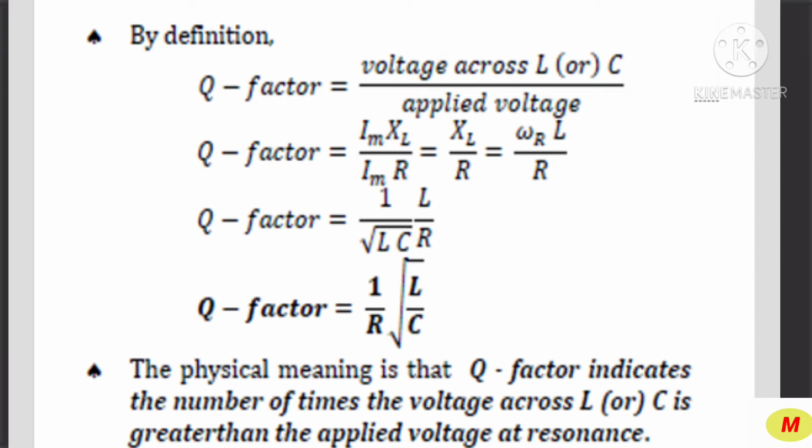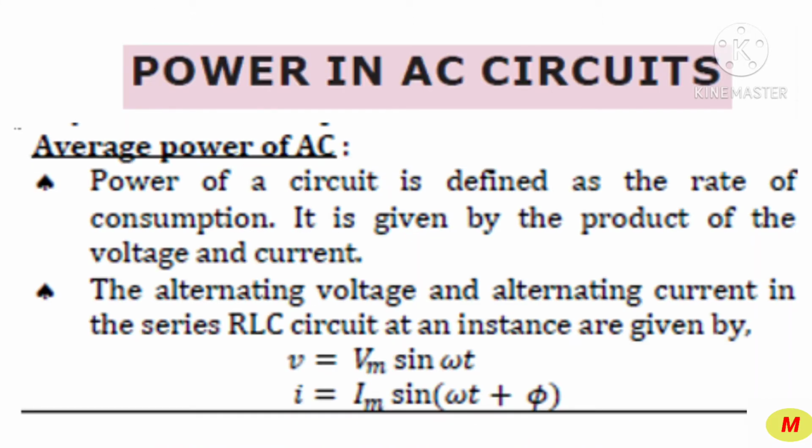The physical meaning is that Q factor indicates the number of times the voltage across L or C is greater than the applied voltage at resonance. Next, we are going to discuss power in AC circuits.